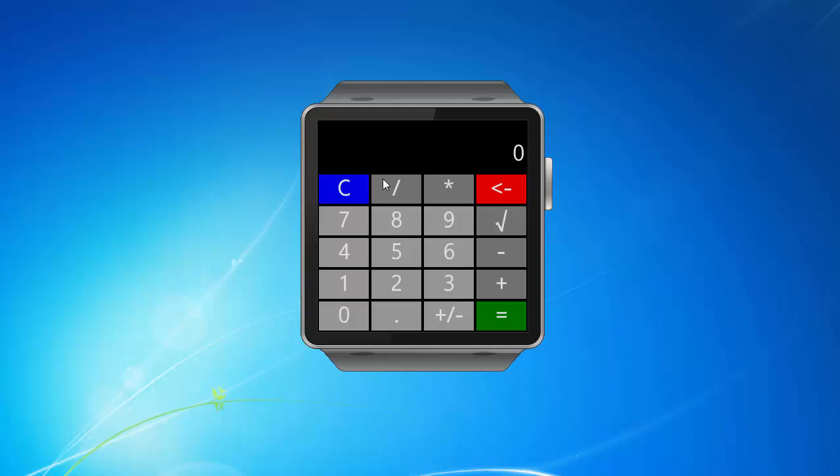Basic calculator supports all basic arithmetic operations: addition, subtraction, multiplication, division, and square root operations. We shall quickly look at a sample operation for basic calculator. This is the result of the sample operation.